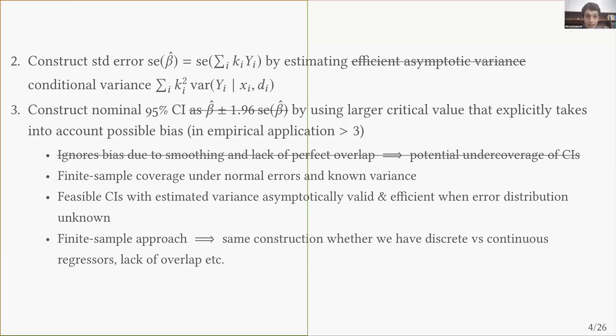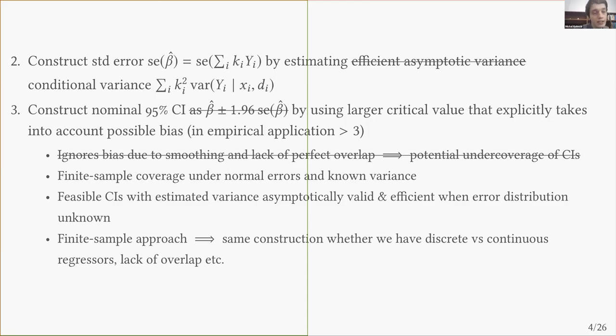So once we have this estimator at hand, we can construct standard errors in the usual way. The estimator is linear. It is just given by a weighted average of the outcomes with some weights K, and these weights may depend on the treatment and covariates. But conditional on the treatment and covariates, the conditional variance of the estimator is just given by the sum of the squared weights times the conditional variance of the outcome, and that's easy to estimate.